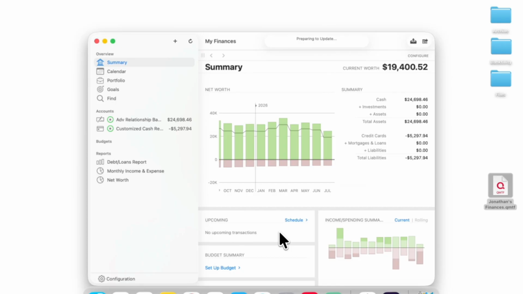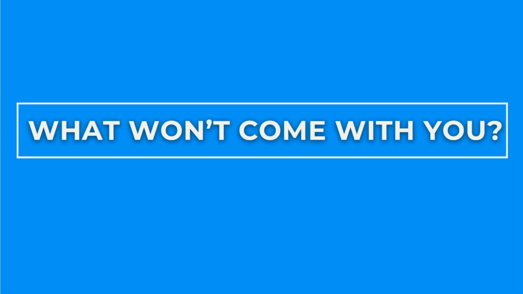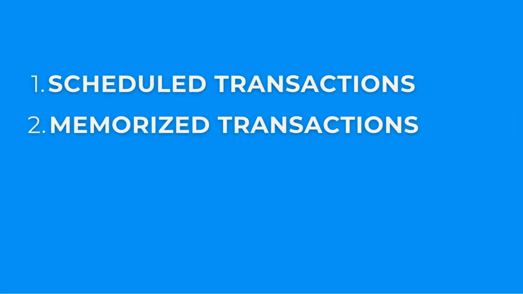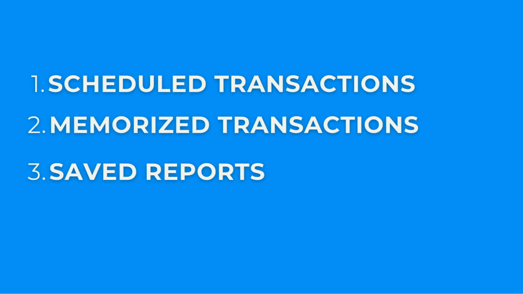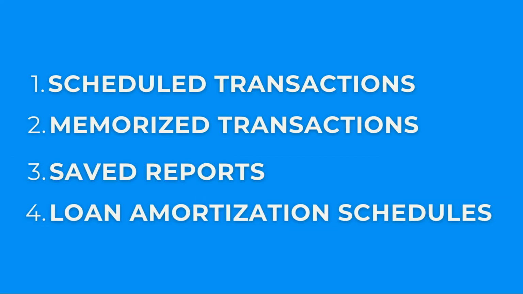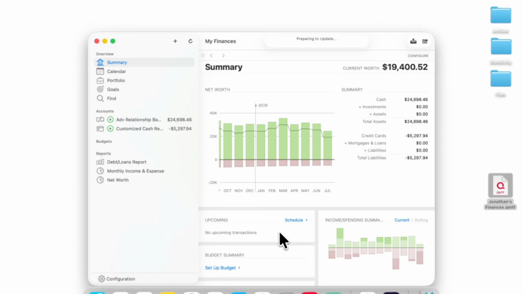One quick thing worth knowing, QMTF is an older format and it won't carry reconciled status over with it. Every transaction is there, they just won't show as reconciled yet. There are some things that stay behind. Number 1, scheduled transactions. Number 2, memorized transactions. Number 3, saved reports. And number 4, loan amortization schedules. You'll be able to rebuild all of those in Banktivity. Everything else, your full account history, your categories, your investments, they're already in and ready to go.